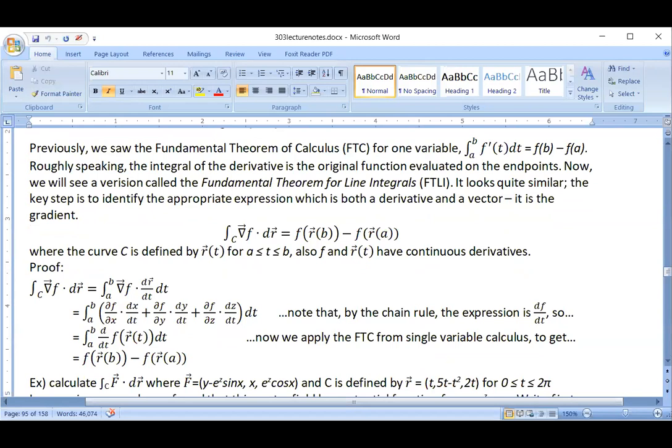So let's calculate the integral over the curve of F dot dr, where vector field F is y minus e to the z sine x, comma, e to the z cos x. And C is defined by this path, r equals t, comma, 5t minus t squared, comma, 2t. T goes from 0 to 2 pi. Okay, so remember previously we learned how to do line integrals, as I like to say, from scratch by hand. What we now see is that if our vector field is conservative, boy, this is going to be a heck of a lot quicker.